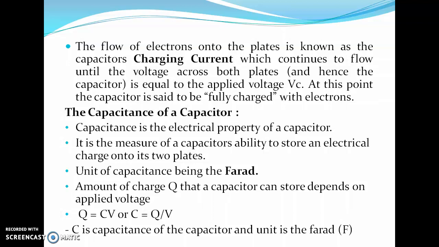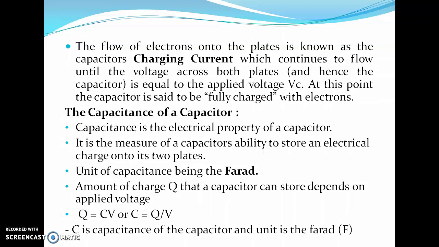So we have seen in one of the previous slides that capacitance is mentioned in microfarad, right? So that is a capacitance. Now capacitance is an electrical property of a capacitor. It is a measure of a capacitor's ability to store an electrical charge onto its two plates. The unit of capacitance is farad. It is measured in farad.